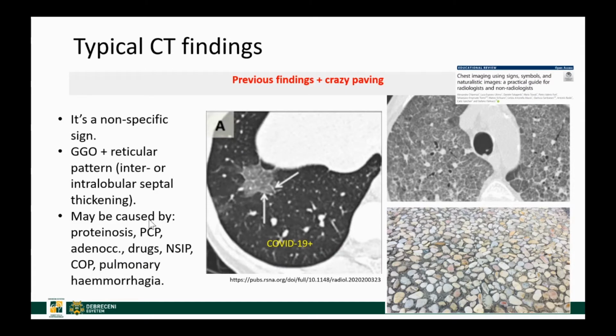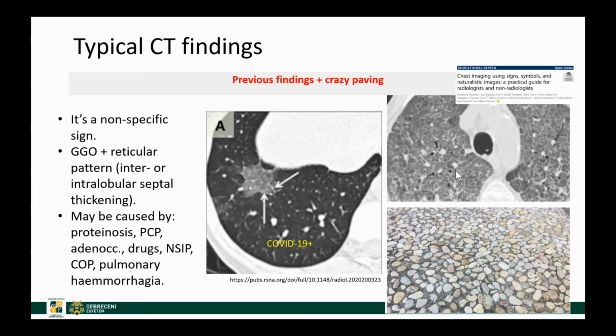If you see the previous findings, so the peripheral or multifocal ground glass opacities, plus or minus consolidations, and crazy paving, that might also be a typical finding of COVID-19 pneumonia. However, you should know that crazy paving is not a specific sign. By definition, it is a GGO with the reticular pattern. So here you can see the outlined secondary pulmonary lobules and the inter- and intralobular septal thickening. Crazy paving might be caused by various diseases such as proteinosis, adenocarcinoma, hemorrhage, etc.